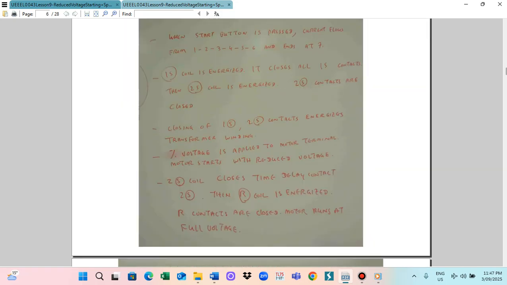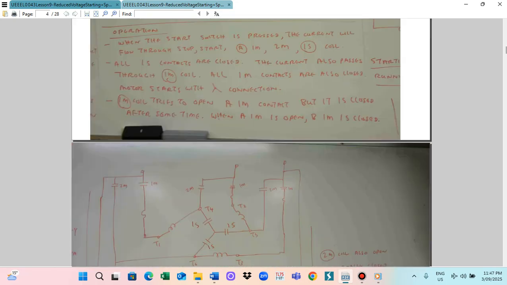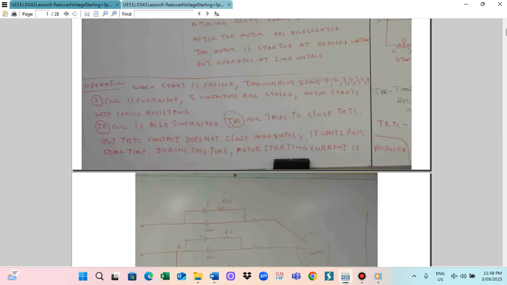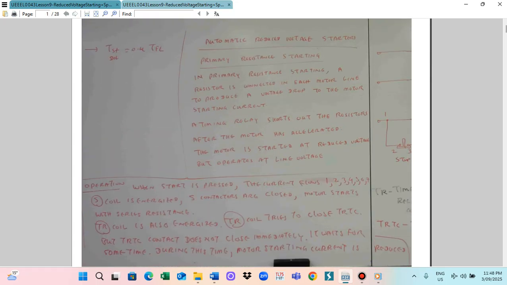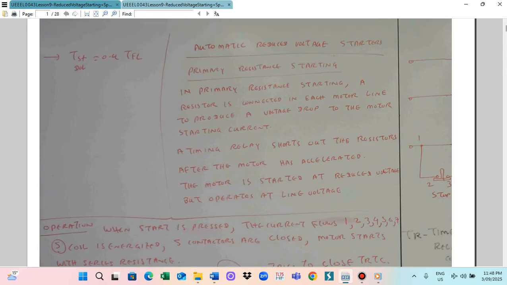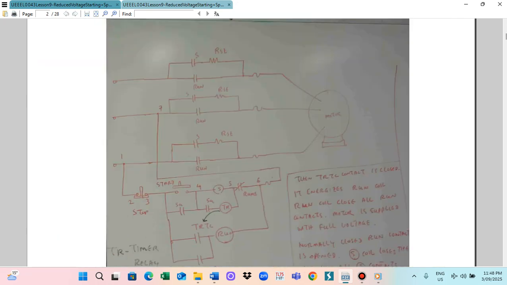This can be executed by an automatic starter. At the time of starting, in primary resistance starting, the resistor is connected in each motor line to produce a voltage drop and reduce the motor starting current. A timing relay starts to operate, and then the motor system uses a bypass. This is how we do reduced voltage starting. This is RSC, the starting resistor, which is in series with the motor.